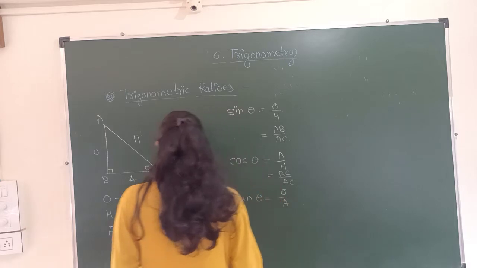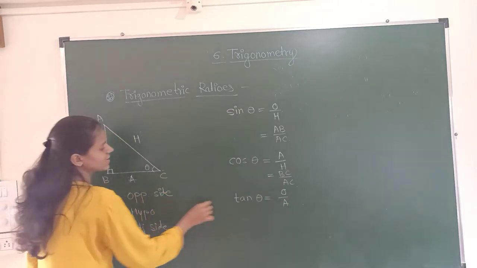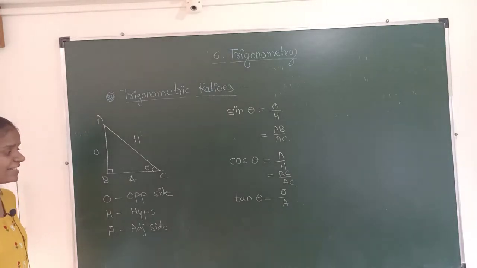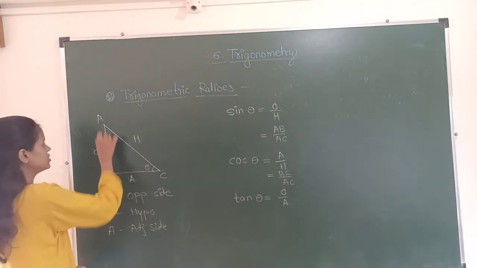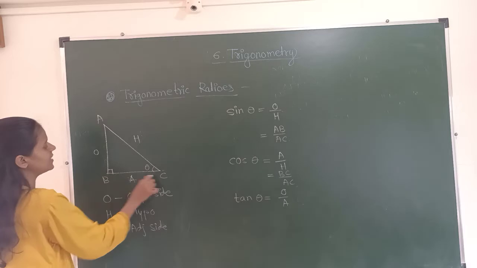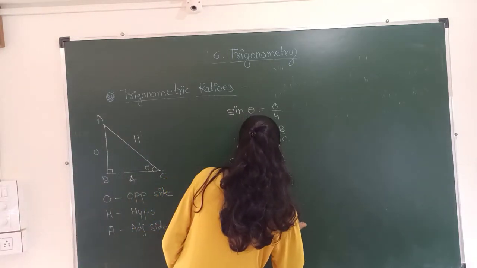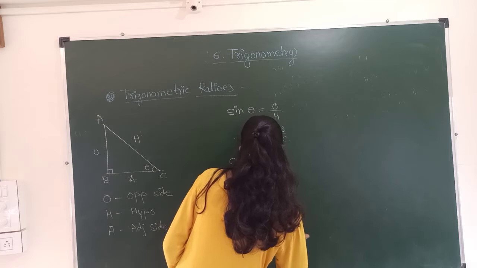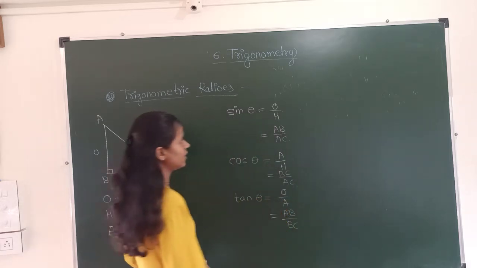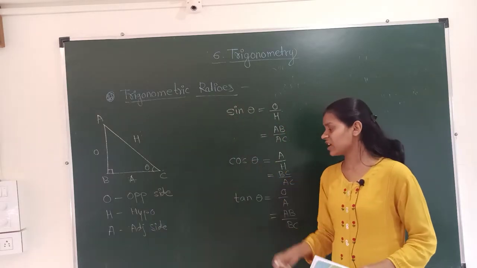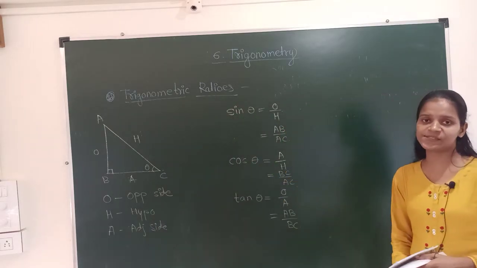BC upon AC, and then tan theta is equal to O upon A, that is opposite side upon adjacent side. Opposite side is which? This is AB, and adjacent side is BC. So AB upon BC is equal to AB upon BC. Clear? This is what we have seen in 9th standard, the trigonometric ratios for sine, cos and tan respectively.